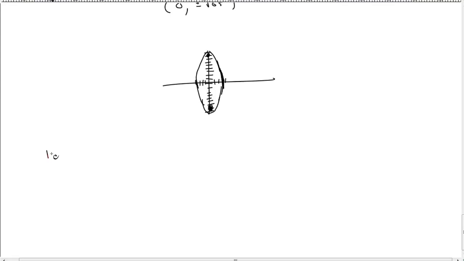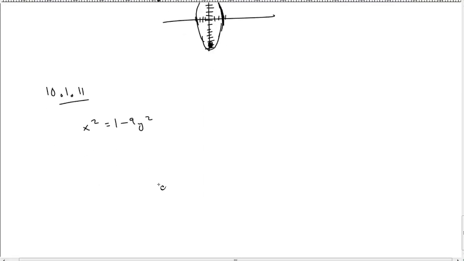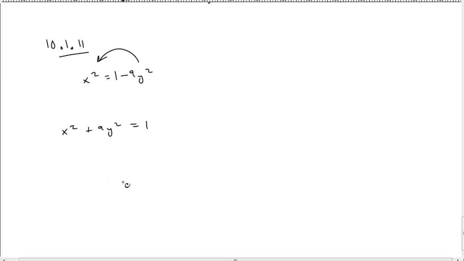Next question. 10.1.11. We have x squared is equal to 1 minus 9y squared. I wanted to do this one just because it's not in a standard format. I'm going to move that over to the other side. So now we have our equals 1. But notice that I need division, right? And so I'm going to create a 1 squared in the bottom there. Basically, what is this divided by? Well, 1. And 1 is equal to 1 squared, basically. Whatever you want to do, just make sure you have a number there that makes sense.